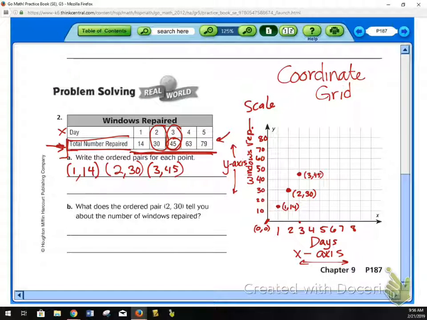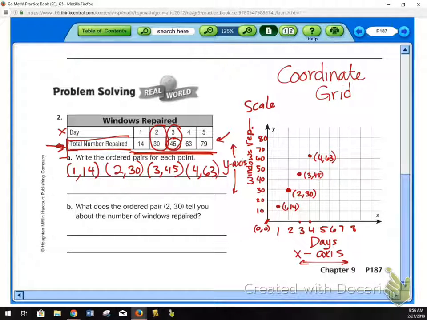Number 4. Fourth day, I'm at 63 repairs. Come to my chart, I find 4 and I go up and I land on 63. 4, 63. Okay?